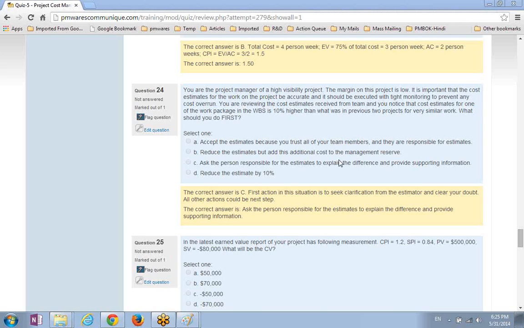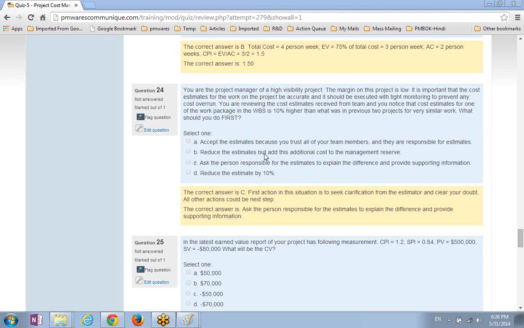Once you have information, you analyze it and then take action. So if you look at these options, accept the estimate because you trust all of your team members and they are responsible for estimates. That may not be true because there is some surprising element here. So on trust, things do not work, right? At least at the time when you have got some surprises.